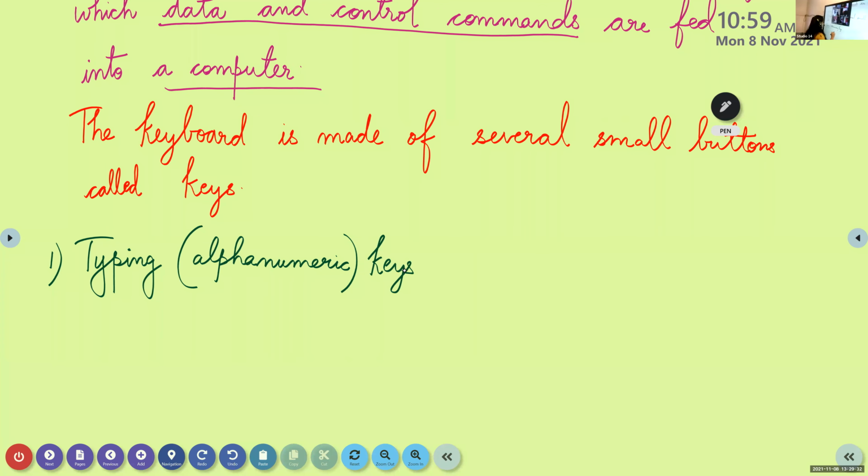I'll read it once more. You have to write typing first, T-Y-P-I-N-G. Then in the bracket, you have to write alphanumeric, A-L-P-H-A-N-U-M-E-R-I-C.